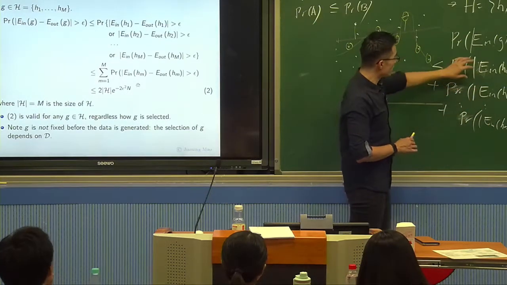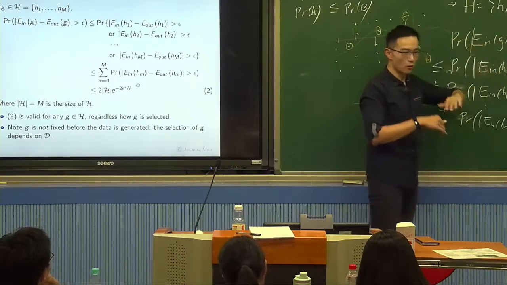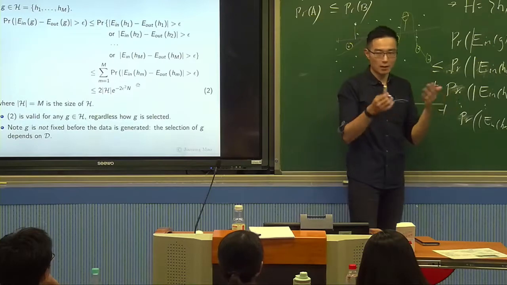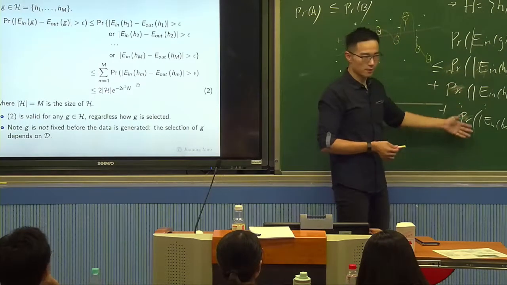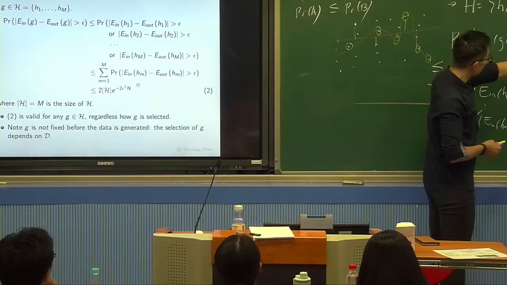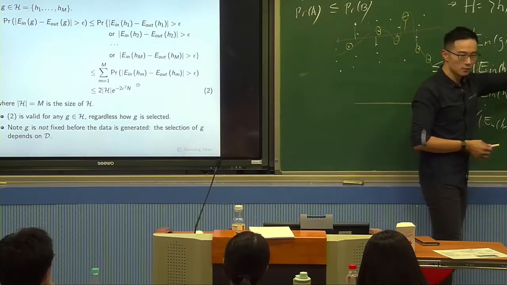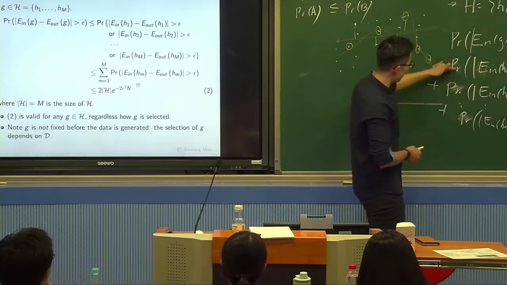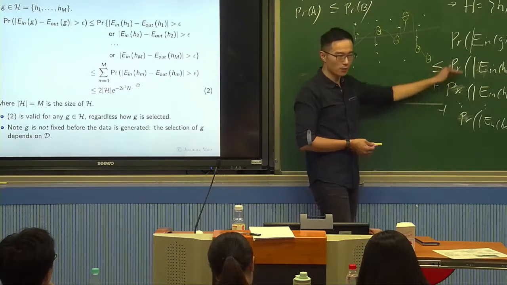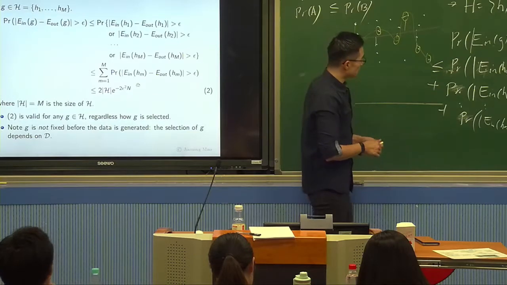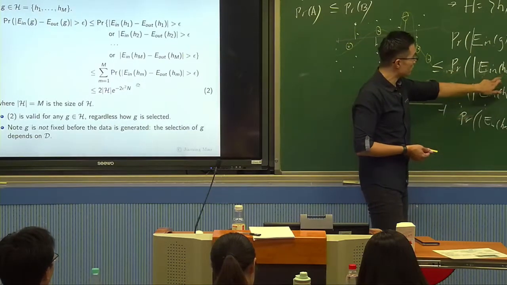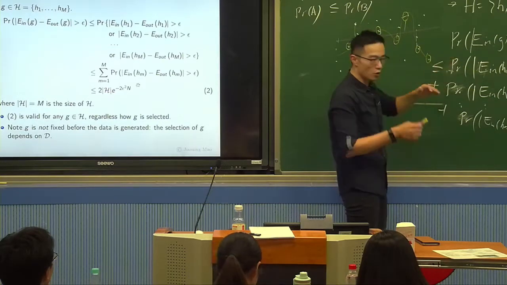In other words, if we assume that H1 to HM are all independent, then this is exactly the formula we have. But if they overlap, they're not independent, I can still write this because it's smaller than. So the probability that G has this E in, E out larger than epsilon is always smaller than the sum of the probabilities that every one of them is larger than epsilon. Now, every one of them is essentially the same because I can use the Hoeffding equation.